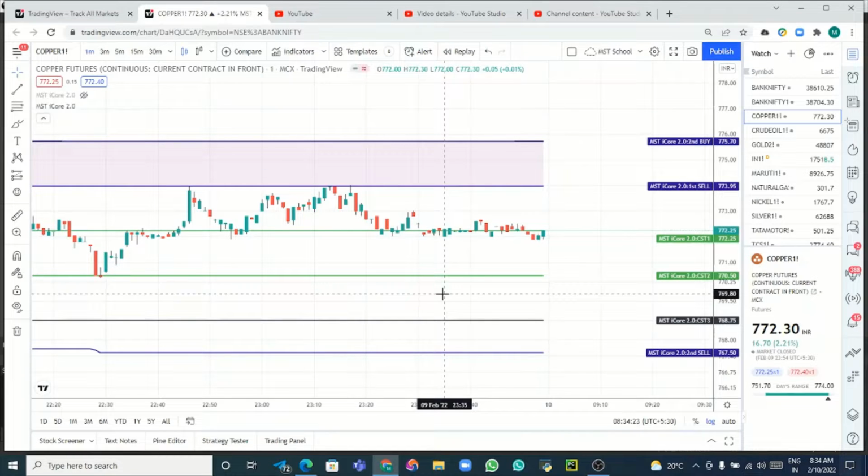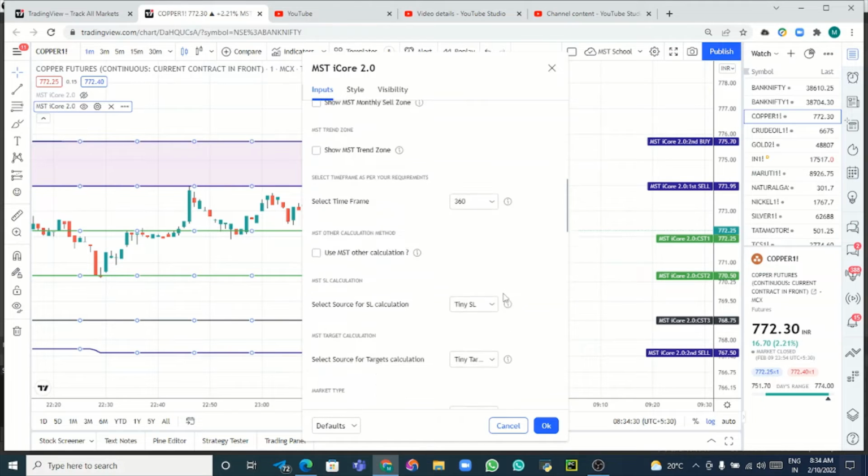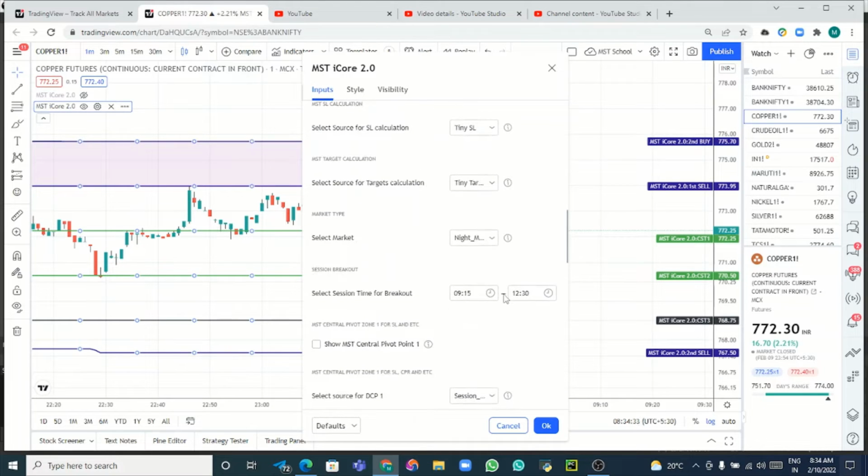So today, I will show you how to use the different market types. Only one market type I will show you with an example. In this part, in the select market, we have been given many options. By default, it will be in morning market, after market open, depending upon the market type. Suppose it is NSE, then you have to look at the chart after 9:15. If you are in commodity trading, you have to watch the chart after 9 o'clock.